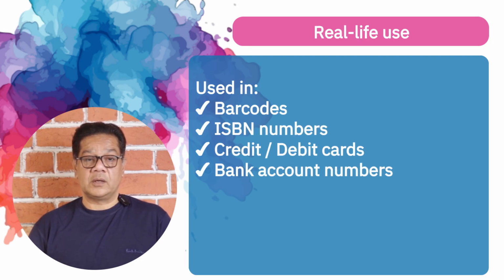Check digits are widely used in real-life systems. You can find them in barcodes, ISBN numbers of books, credit and debit card numbers, and bank account numbers. Whenever a long number is entered, the system recalculates the check digit to make sure no typing error has occurred.